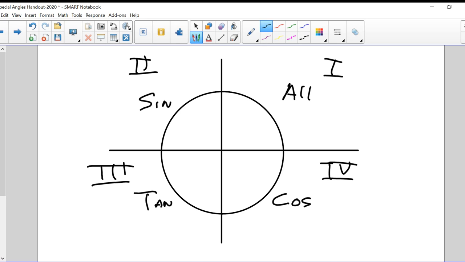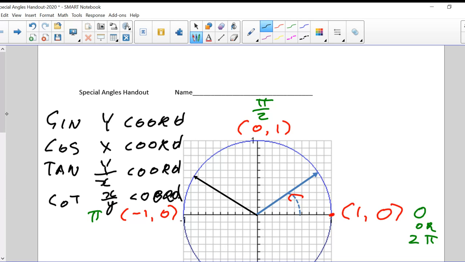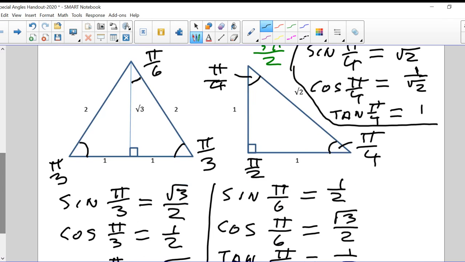Now, let me take you back to the special triangles. The special triangles only consider what are called acute angles. So pi over 6, an acute angle is less than 90, I shouldn't say 90. I'm going back and using degrees again. It's less than pi over 2. Pi over 3 is less than pi over 2. All of these are less than pi over 2. These are all acute angles. Acute angles mean they're less than pi over 2.